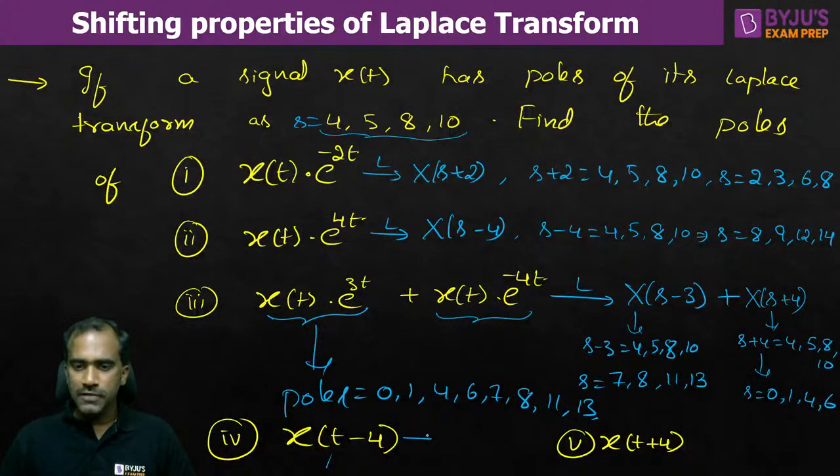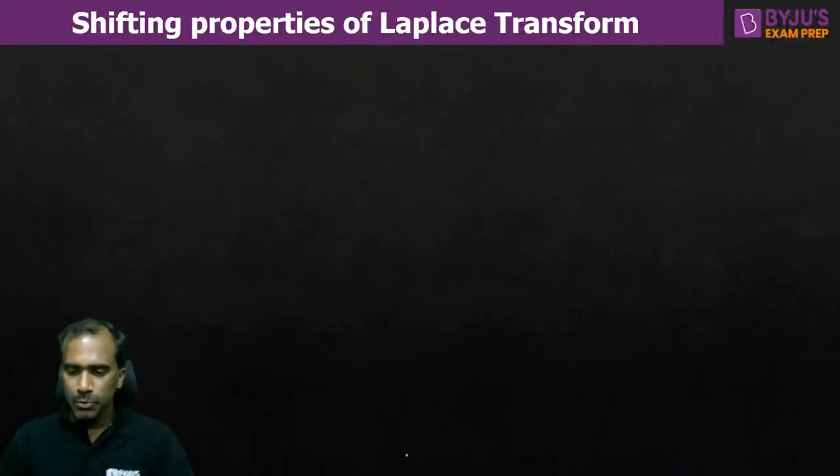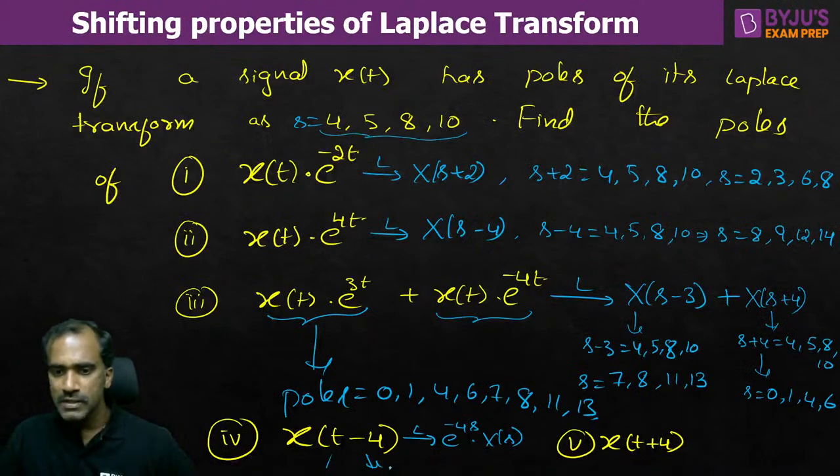To understand the poles, first find the Laplace transform. What is the Laplace transform? e power minus 4s into x of s. We know x of s has poles at 4, 5, 8, 10. Because of time shifting, this extra term is created. Because of this extra term, is any new pole created? Yes, there is a new pole that is created. The new pole that is created is s equal to minus infinity.